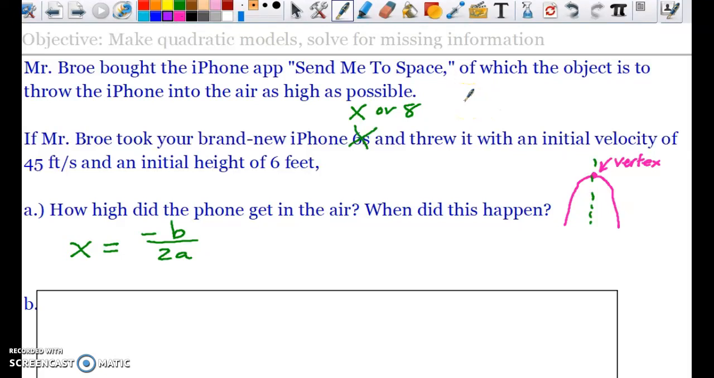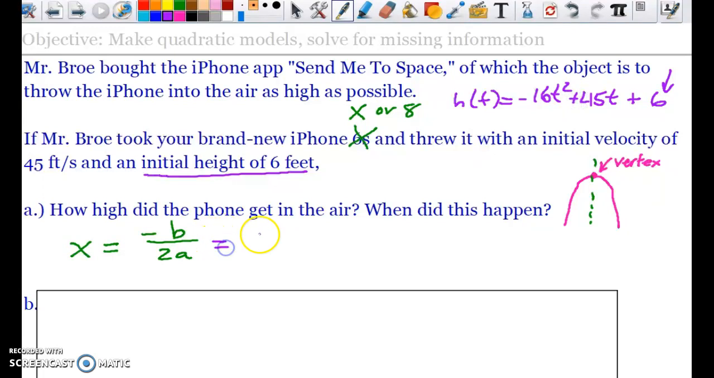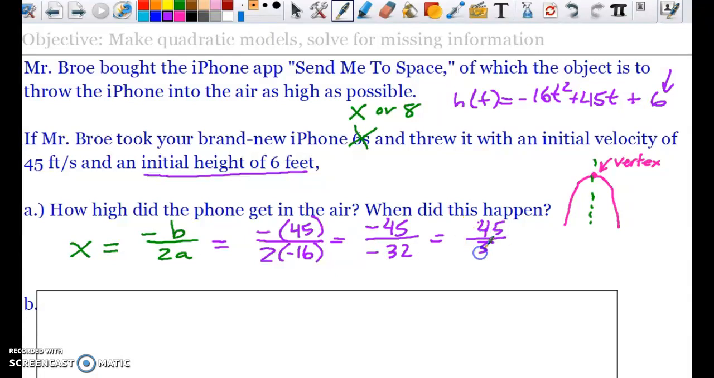Well, the initial speed, v, is going to be that 45, positive 45t. What's the initial height? 6 feet. It says on the problem, initial height of 6 feet. I'm plugging that in for the s in the equation, and this is going to stay negative 16t squared. Now I have my b and I have my a. So I have negative times 45 all over 2 times a, which is negative 16. So I get negative 45 over negative 32, which turns into a positive 45 over 32.